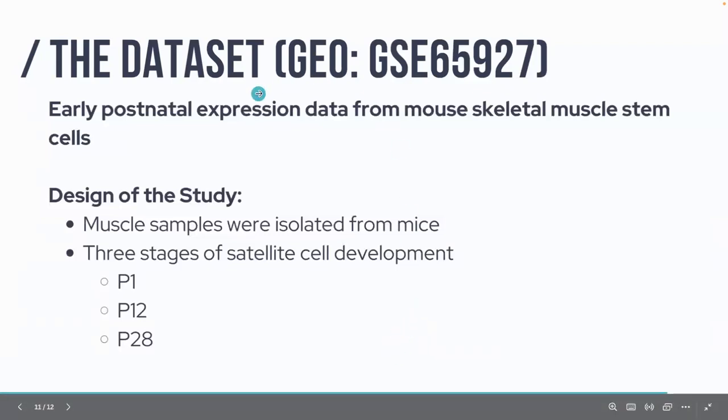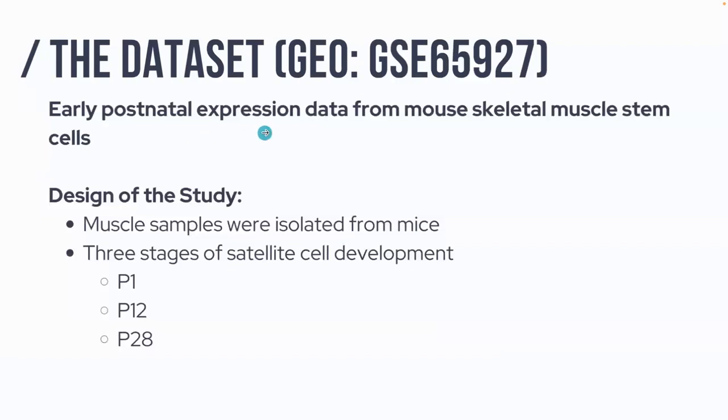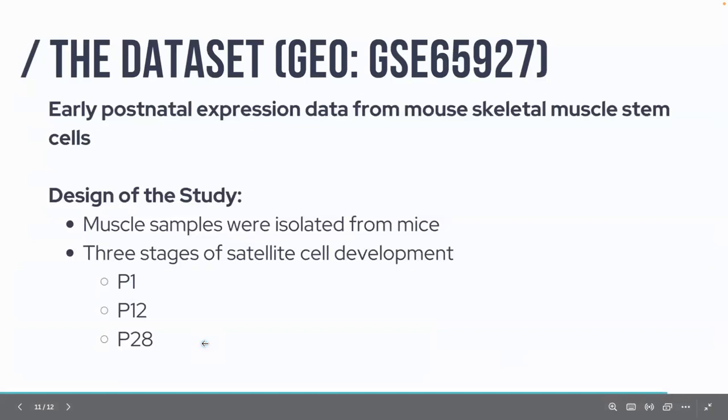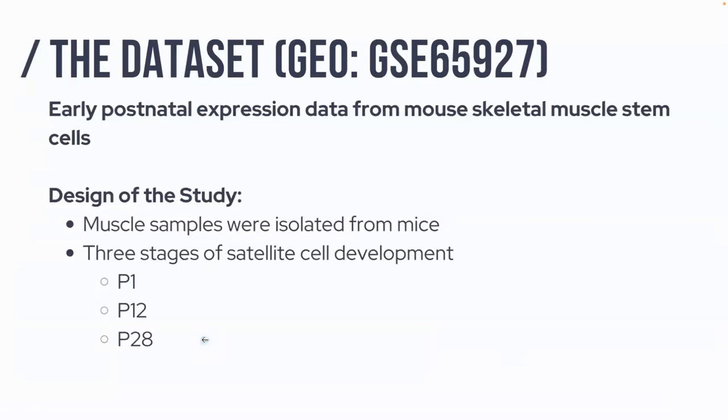And so the data was taken from this study. It's called Early Postnatal Expression Data from Mouse Skeletal Muscle Stem Cells. Basically, they isolated these muscle samples from mice, and there were 3 stages that they were looking at through microarrays. So there's P1, P12, and P28. And the P stands for postnatal days. So it's 1 day, 12 days, and 28 days. And they're trying to see if the expression of the genes is different as the satellite cell develops. That makes sense. Is everyone good?